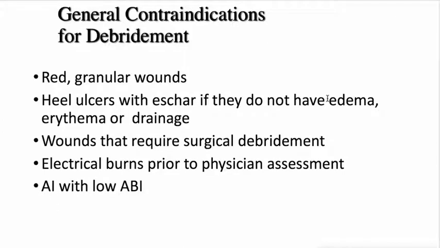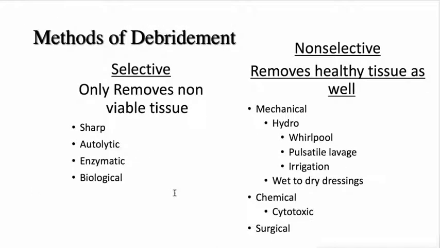So general contraindications for debridement: red or granular wounds. Those are wounds that are beginning to heal. Heel ulcers with eschar if they do not have edema, erythema, or drainage. Wounds that require surgical debridement, electrical burns prior to physician assessment, or arterial insufficiency wounds with a low ABI. Remember, that's the ankle brachial index.